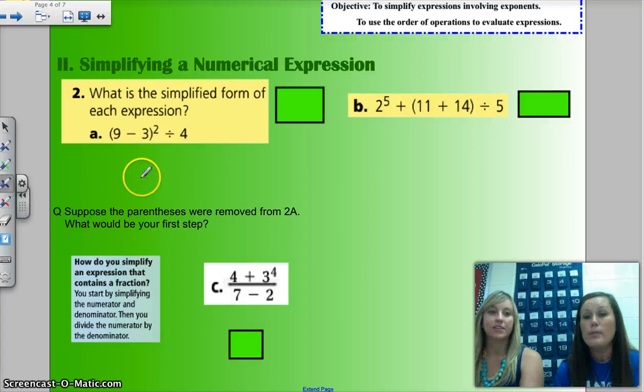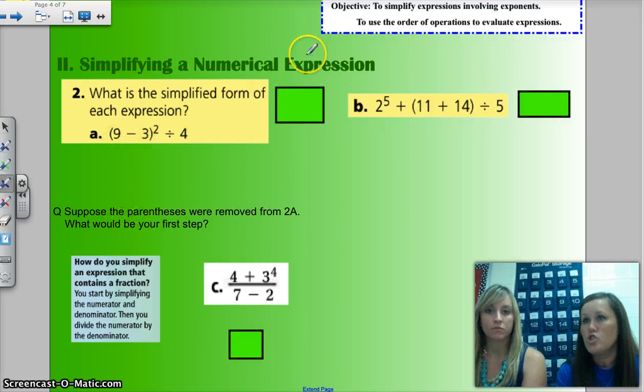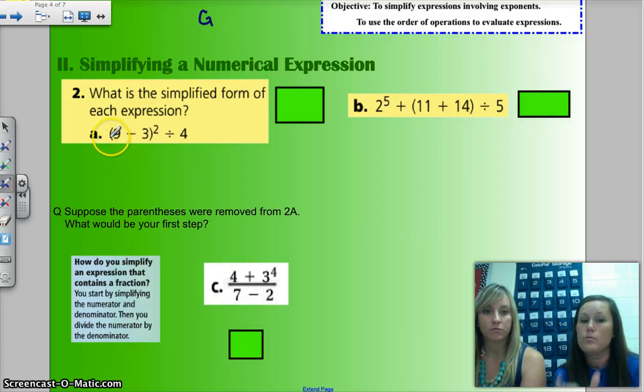We're now going to apply those order of operations in a numerical expression in number 2. Number 2 says, what is the simplified form of each expression? Guys, when it says simplified form, it means figure out the answer. Solve it. So in part A, what obviously are we going to do first? We're going to start with G, grouping symbols. Do we have some? Yes. I see parentheses, 9 minus 3. So I'm going to do that first.